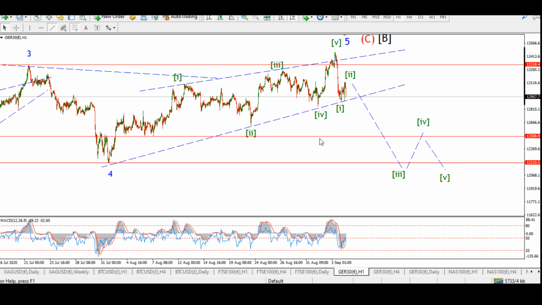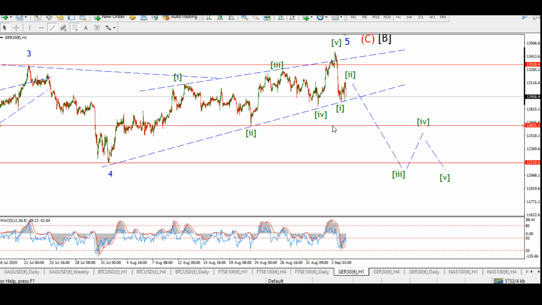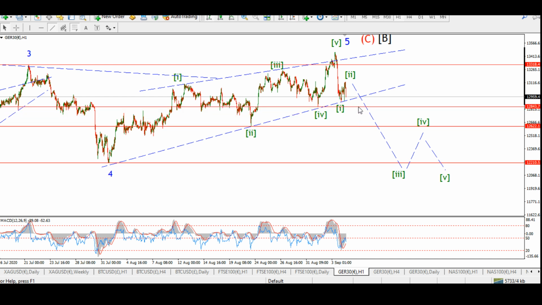We have some significant levels of support. We have wave 2 here at 12,620. The initial wave 4 here at 12,840. And the most important level is this previous wave 4 here at 12,200. If we get 5 waves down and a break of 12,200, then I think Germany is toast. The DAX is toast. And we're probably confirming wave C down underway at that point.